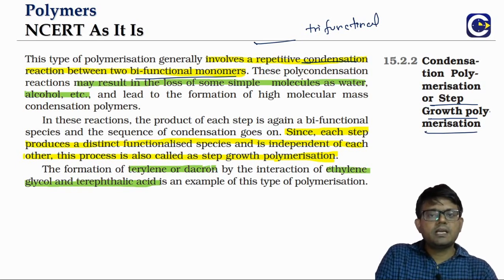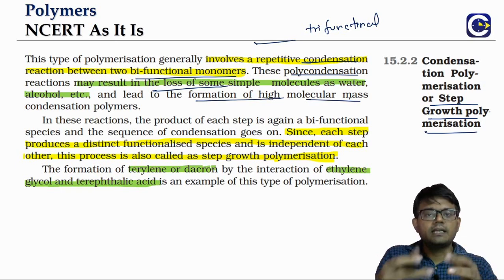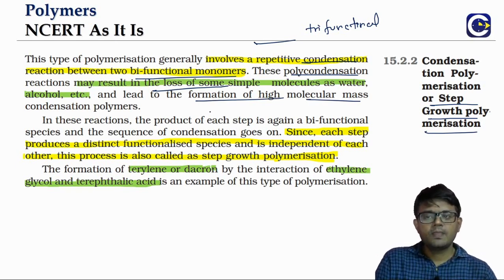But what happens in the condensation, we already have some basic idea from the part 1 video. There will be the loss of simple molecules like water, alcohol, HCl. As a result, the monomers will get condensed to give rise to a high molecular mass polymer. How does this happen in a step-by-step manner? That is the reason why we call it step growth polymerization. We will see an example.